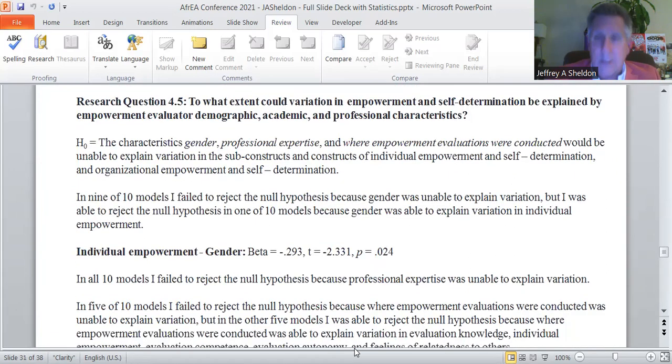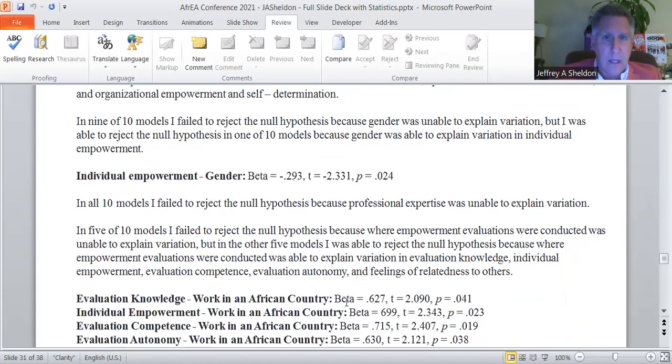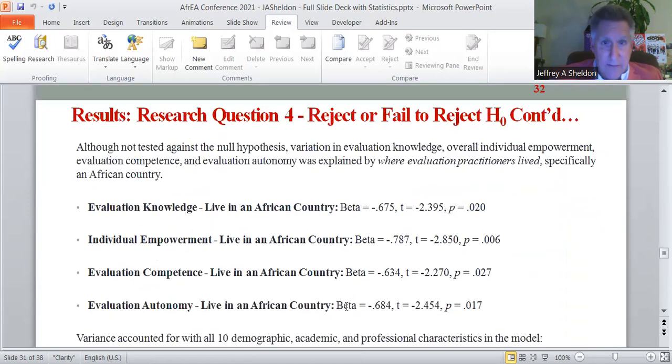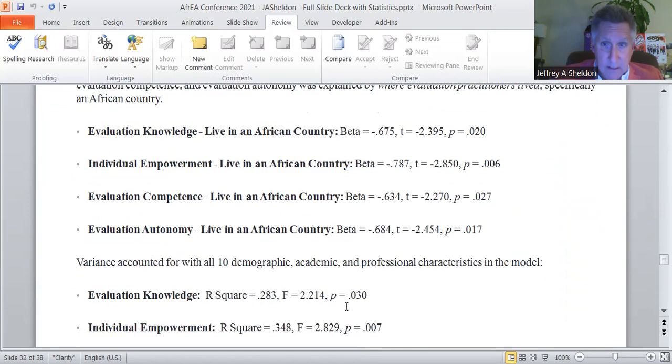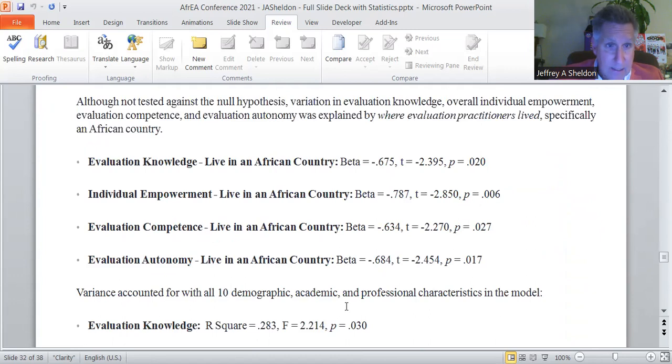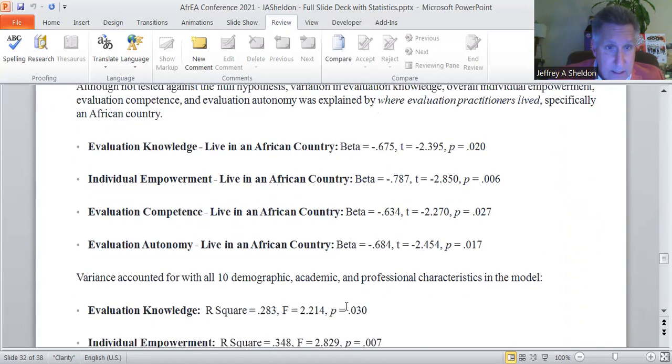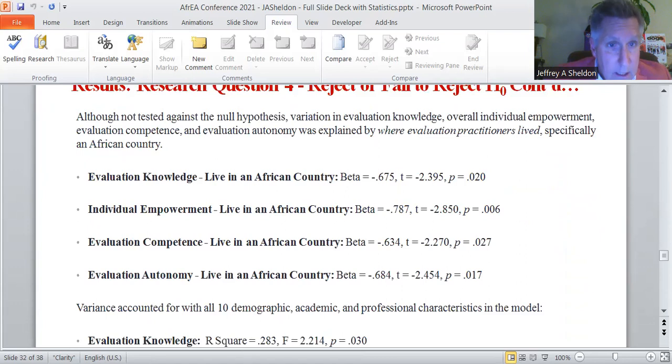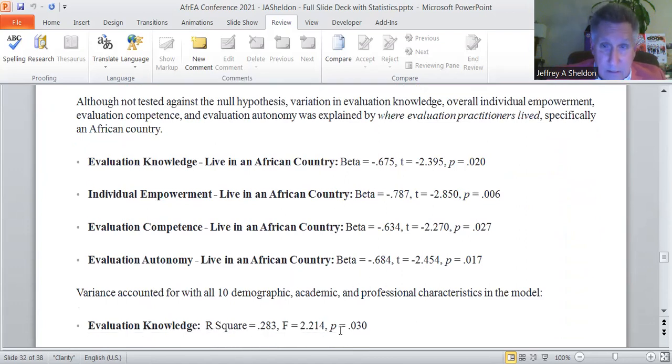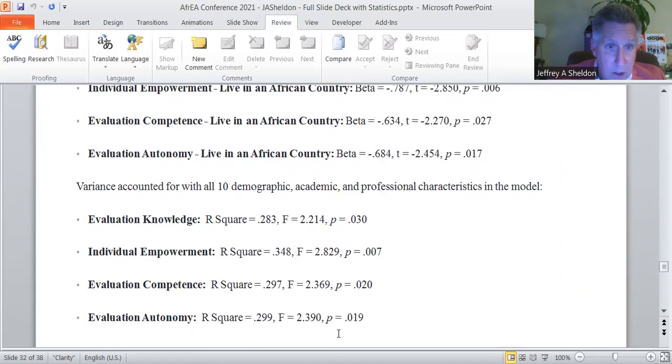And sub-question 4.5, to what extent could variation in empowerment and self-determination be explained by empowerment evaluation evaluator demographic, academic, and professional characteristics? Okay, so you'll have the slides so you can look at them. And okay, let's see. All right, so okay, this is interesting. So not tested. Okay, well, let's see. Let me go up here.